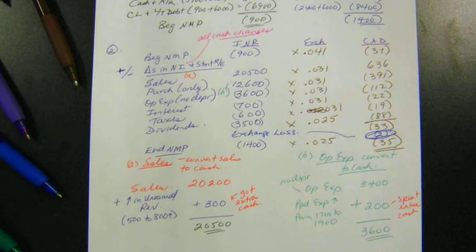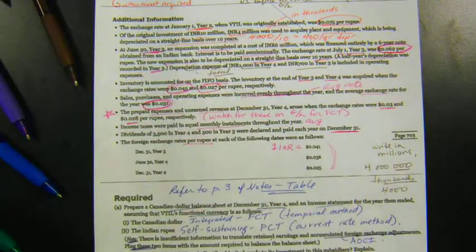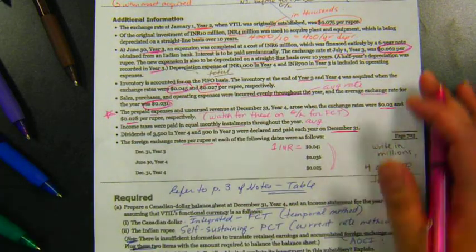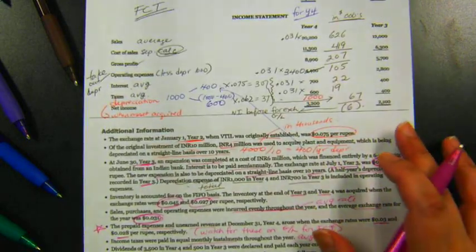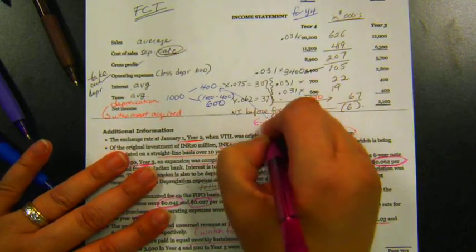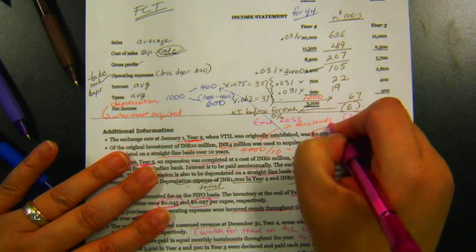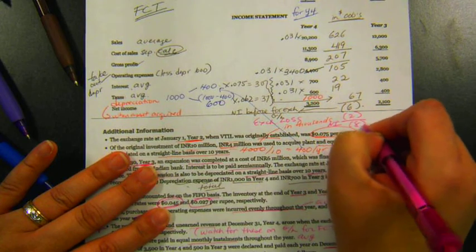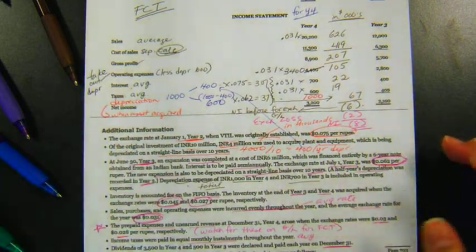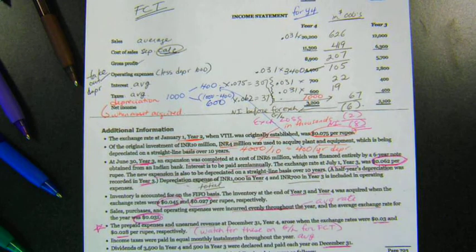Okay, so now we can go back to our income statement, and we can put in our little loss. So exchange loss was -2, so net income is -8. Sorry, that's a little squished, you guys. Does it make sense?